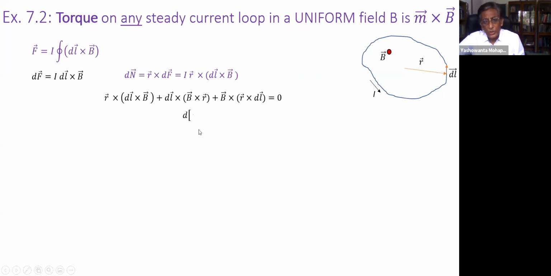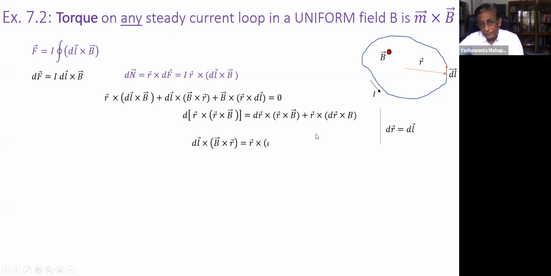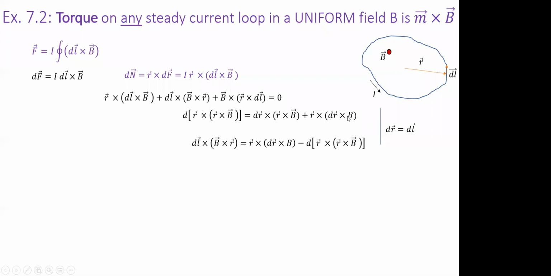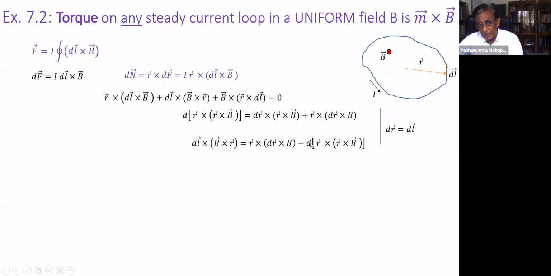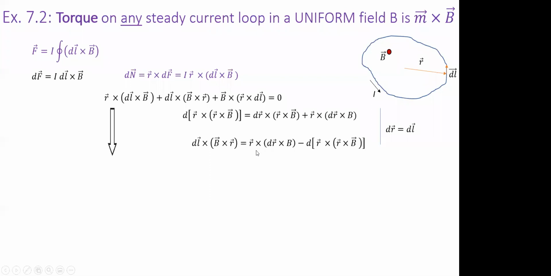So this is equal to 0, and I can rewrite this as d of the quantity R cross B. As I expand that, it is dr R cross B plus R cross dr cross B. In my case, dr is dl, so I can rewrite this. What I've done is taken dr as dl on this side, and instead of minus, I switched this to B cross R, and then taken this on this side. So this is R cross dr cross B minus this. Just a little bit of algebra.